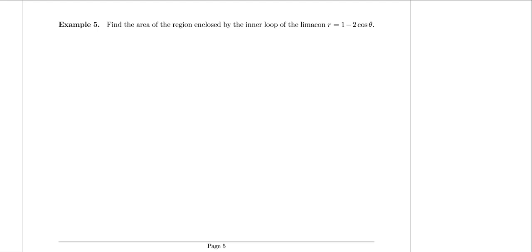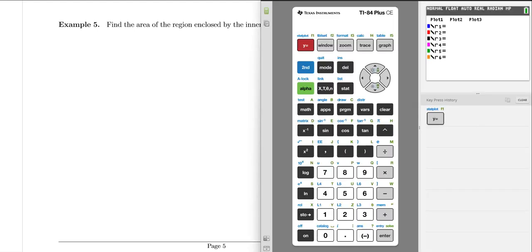We're trying to find the area for the region enclosed by the inner loop of a limacon given by the equation r equals 1 minus 2 cosine theta. As usual, let's begin by making a graph of the polar curve to know what we're dealing with. So we have our limacon, given by 1 minus 2 cosine theta. So let's see, what should we expect?